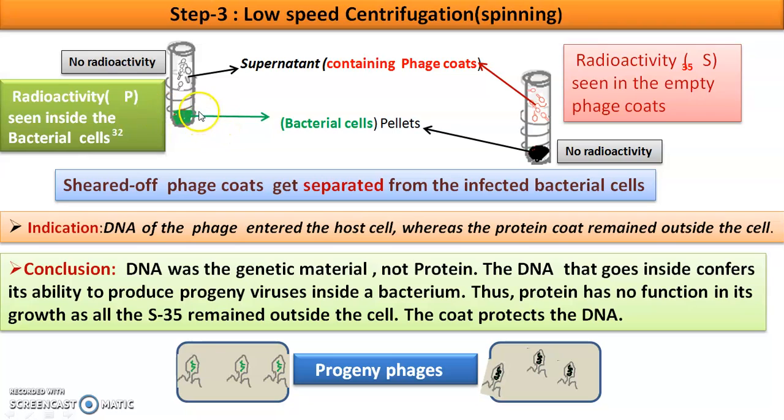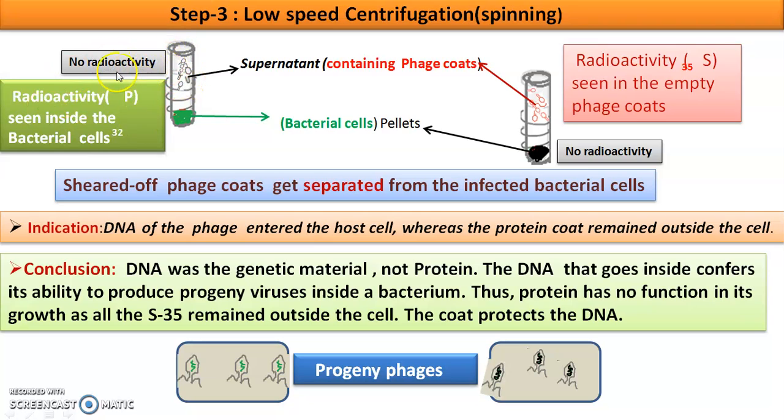When it is done at low RPM, rotations per minute, what happens is the heavy particles, the bacteria being bigger, will centrifuge to the bottom and collect as pellets, whereas the smaller particles, the virus being smaller, will remain floating in the supernatant liquid. This is what happens on centrifugation. The top part is called supernatant and the settled part is called pellets. So bacterial cells would be in the pellets. Now this is the point where you measure radioactivity.